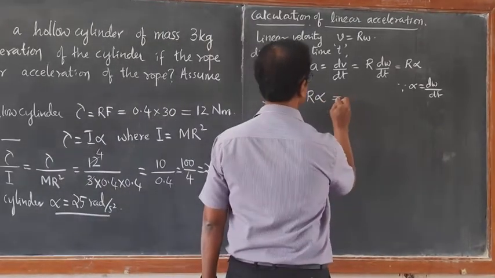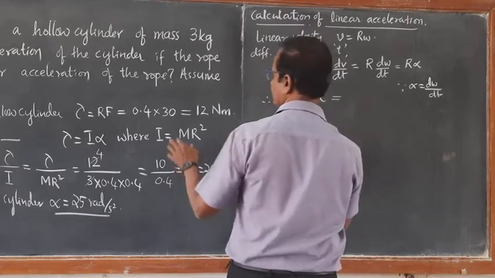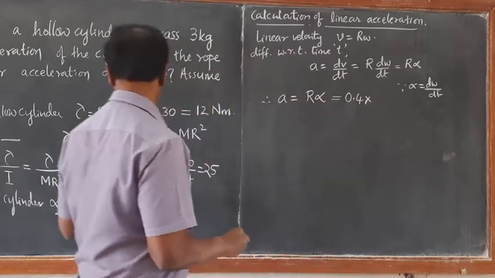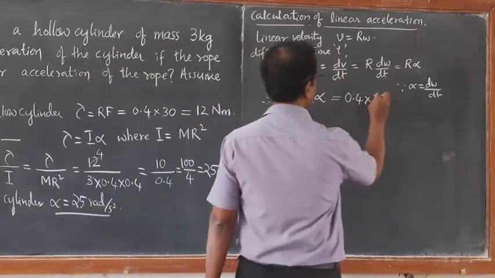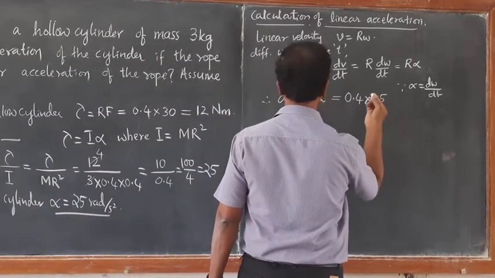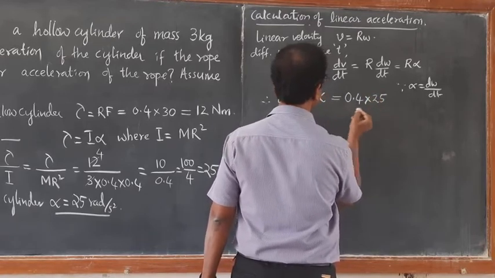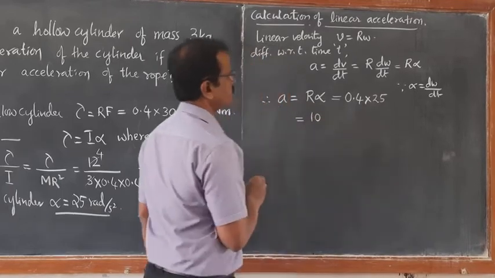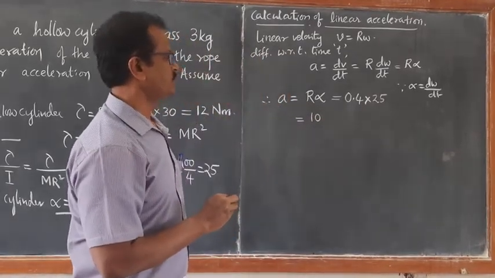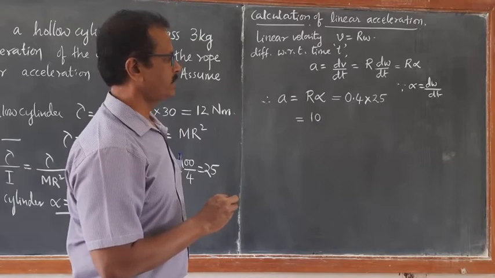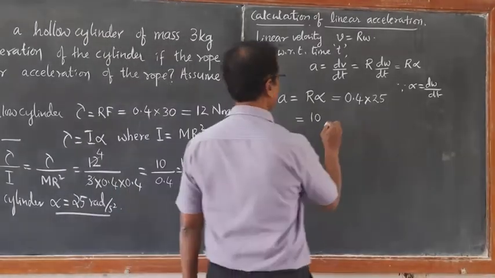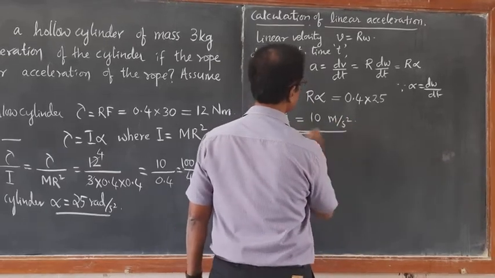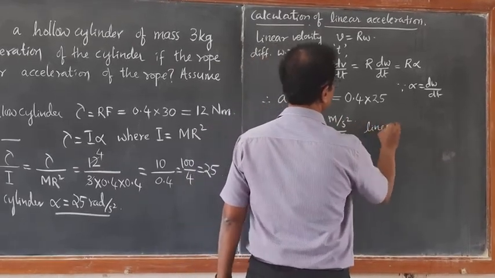Just substitute the value of r. The radius is 0.4 and alpha is 25 radians per second squared. If you multiply this, you get 10, right? 25 fours are 100, 100 divided by 10 is 10. 10 meters per second squared. This is the linear acceleration.